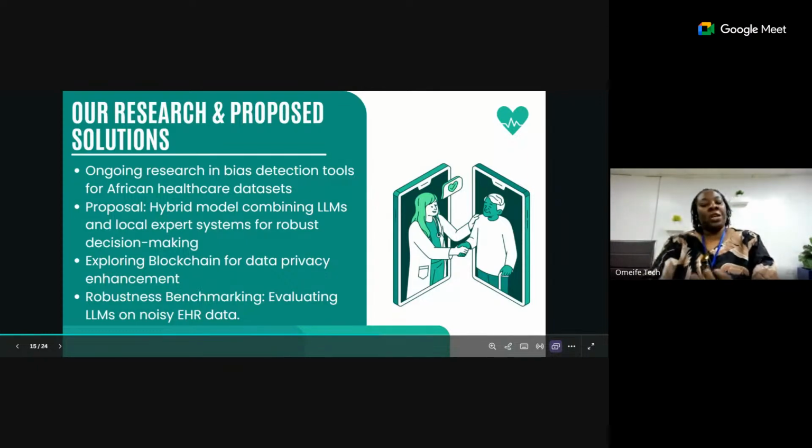We're also developing bias auditing tools for healthcare LLMs, while also exploring homomorphic encryption for secure medical LLM inference. Then we'll also be partnering with hospitals for real-world robustness testing.